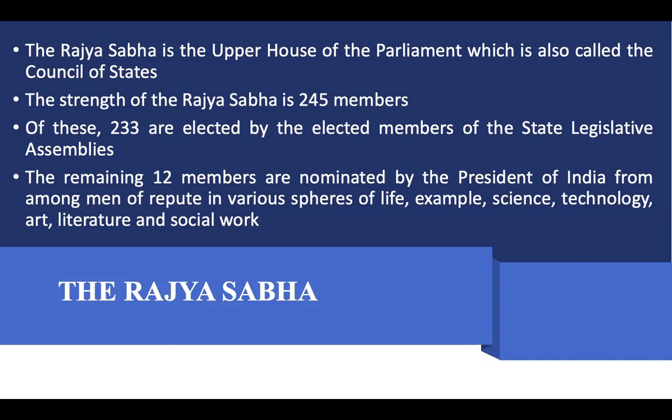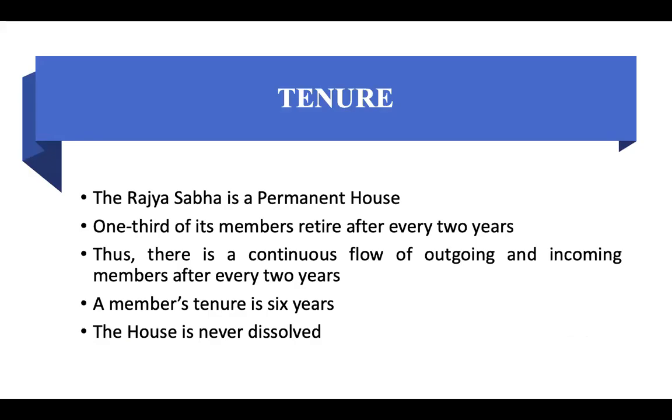The Rajya Sabha is the upper house of the Parliament, which is also called the Council of States. The strength of the Rajya Sabha is 245 members. Of these, 233 are elected by the elected members of the state legislative assemblies. The remaining 12 members are nominated by the President of India from among men of repute in various spheres of life. Examples: science, technology, art, literature, and social work.